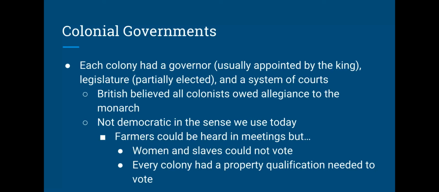The British believed that all colonists owed their allegiance to the monarch, and that can be seen within government that was around during the colonial period. So, in looking at that, farmers could be heard at meetings, but if you were a woman, if you were a slave, you could not vote. Every colony had a property qualification that was needed in order to vote in any election for the legislature.